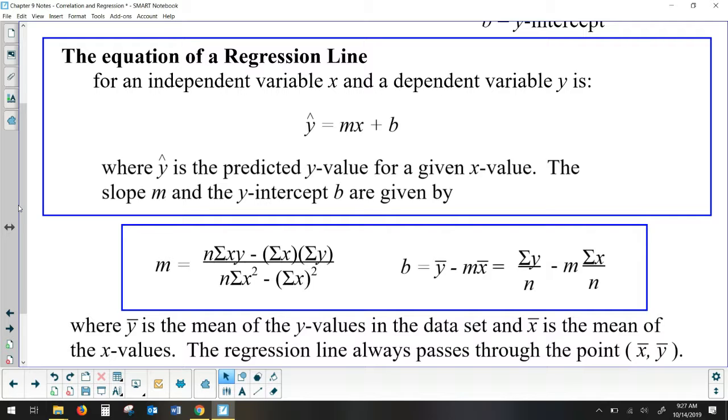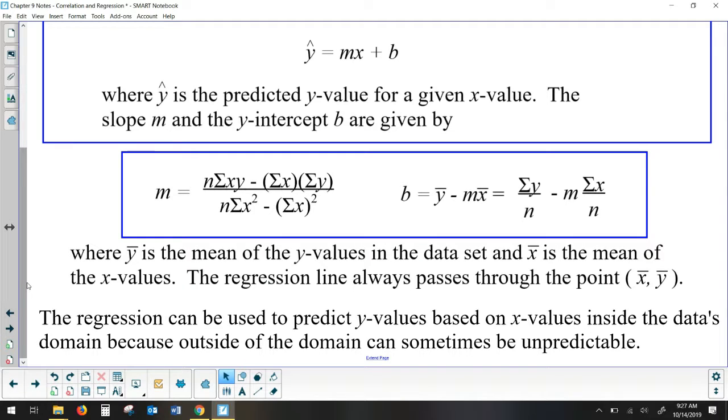Going back to that first chapter, our average, our mean. The regression line always passes through the point, the average of x and the average of y. The regression can be used to predict y values based on x values inside the data's domain. This is important, that it's inside of the data's domain, because outside of the domain can be unpredictable.